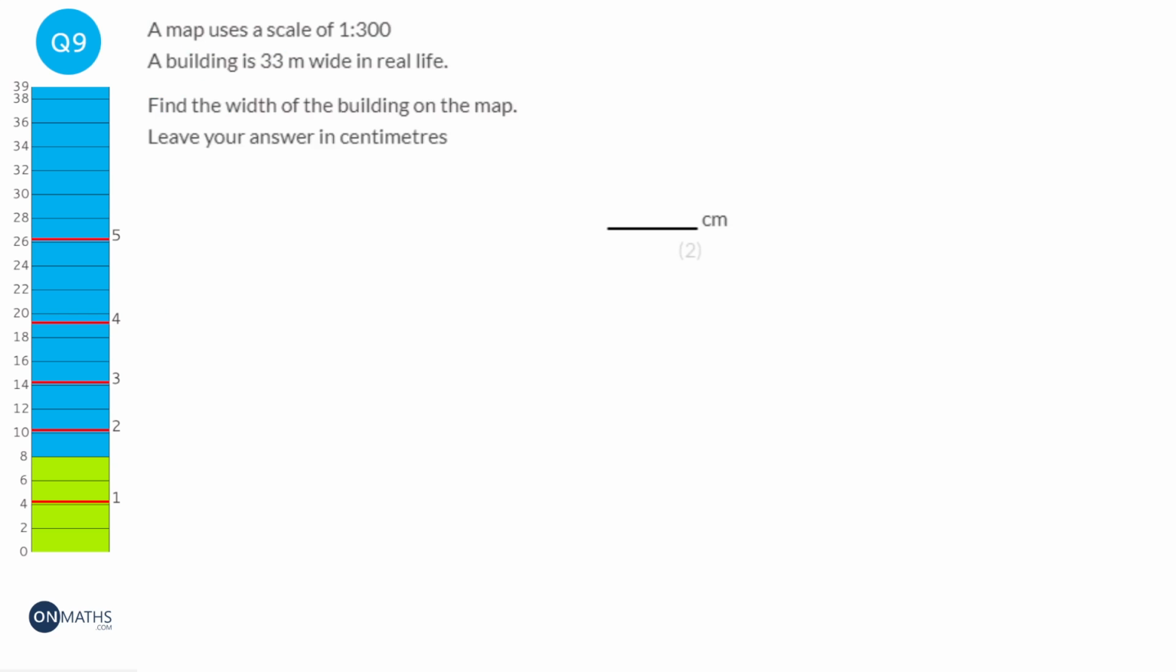I'm going to start by working out the width of the building in centimetres. So it says 33 metres, and I'm going to convert that into centimetres by timesing by 100.